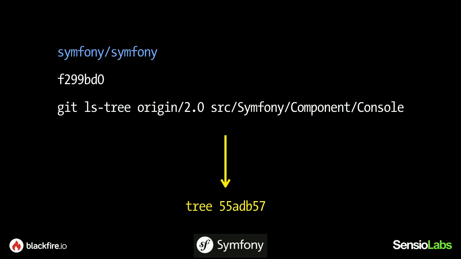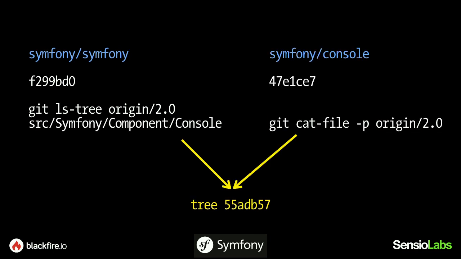If we run this command, you can see that for the Symfony console component, we have a tree, and a tree has a hash, right? So the tree is a pointer to the content stored under the console directory. Now, if I do the same in Symfony console for the equivalent commit coming from Symfony, you will see that the tree has the same hash. And that makes sense because the content is exactly the same.